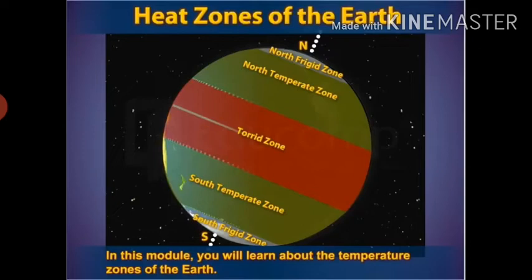Areas lying between the Arctic Circle and the North Pole in the northern hemisphere and the Antarctic Circle and the South Pole in the southern hemisphere are very cold. It is because here the sun does not rise much above the horizon. Therefore, its rays are always slanting and provide less heat. These are therefore called frigid zones.